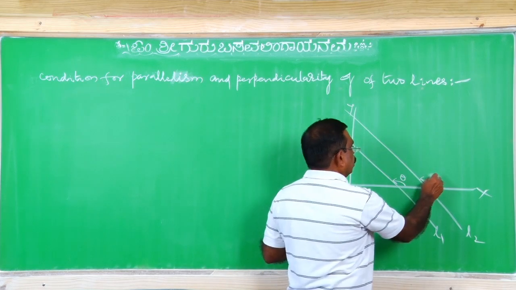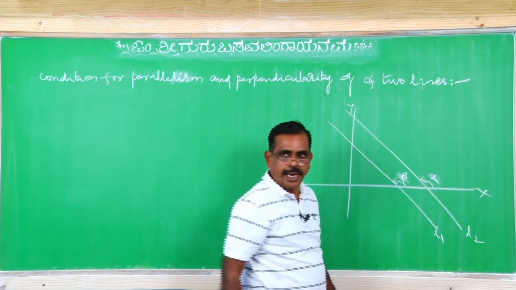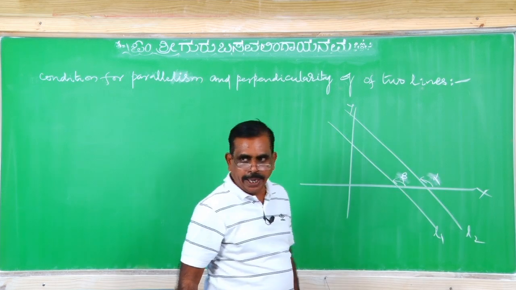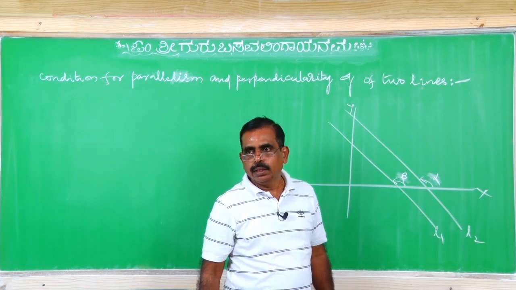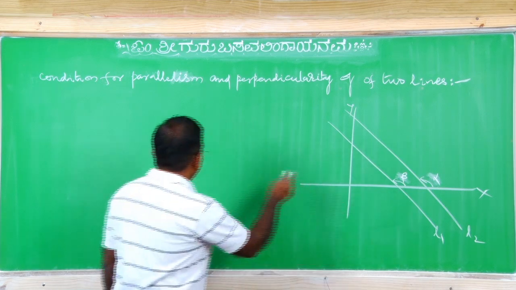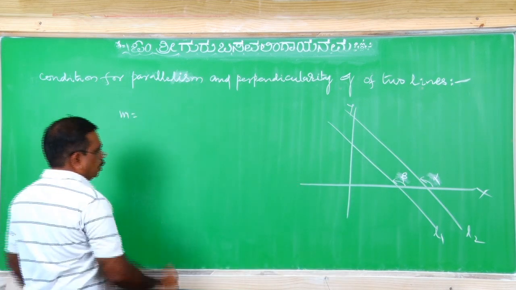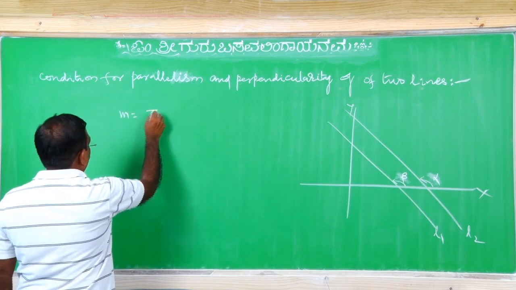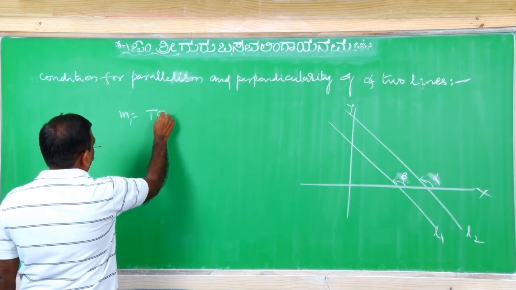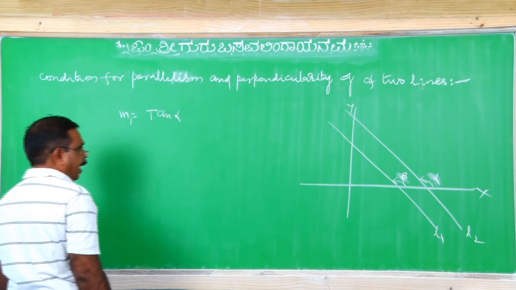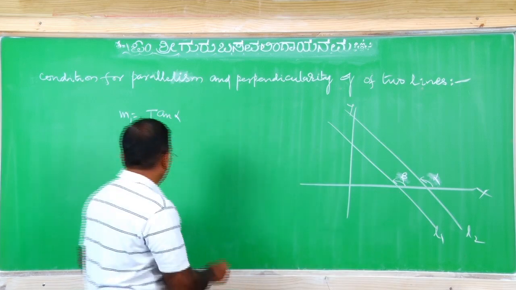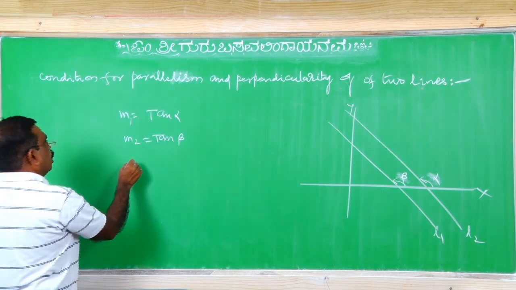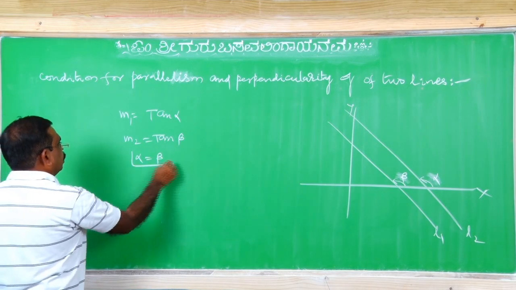Instead of theta, I will change it immediately, since you may have doubt. Alpha is given here, beta is given here. Here the angle is alpha, here the angle is beta. Alpha and beta are equal, they are saying. Means what? The first line slope is how much? Tan alpha. m is equal to m1. First line means m1 is equal to tan alpha. Second line, m2 is equal to tan beta.